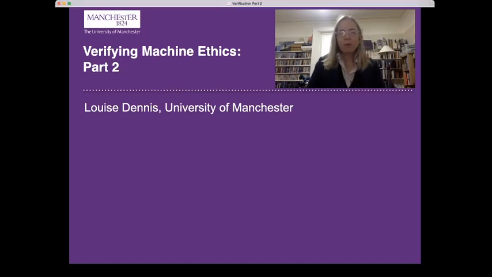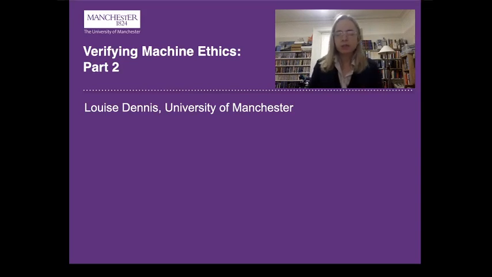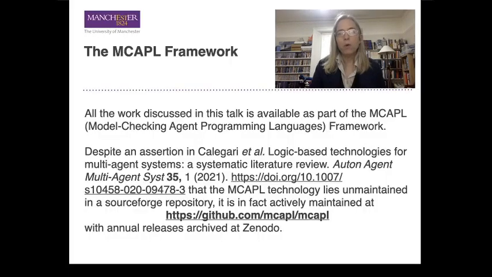Hello, in this final part of the tutorial I'm going to look at some specific examples of properties we've proved of machine ethics implementations. All this work has been done in something called the MCAPL Framework, which stands for Model Checking Agent Programming Languages. This framework can be found on GitHub, and you can see the URL there, and you will find all the examples I talk about in the examples directory of the MCAPL Framework. So if you're interested, you can go and have a look.